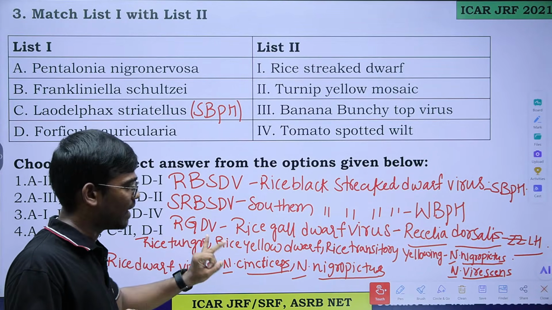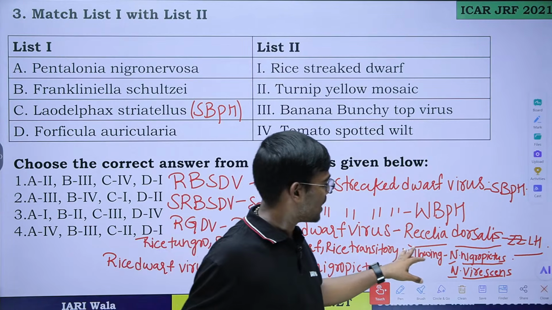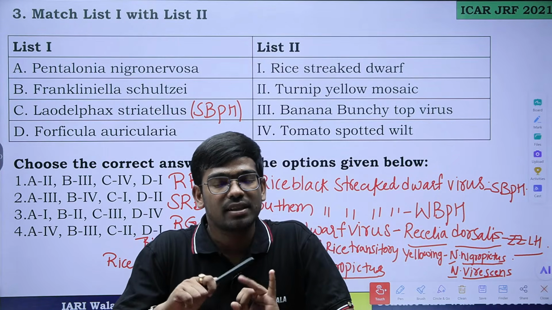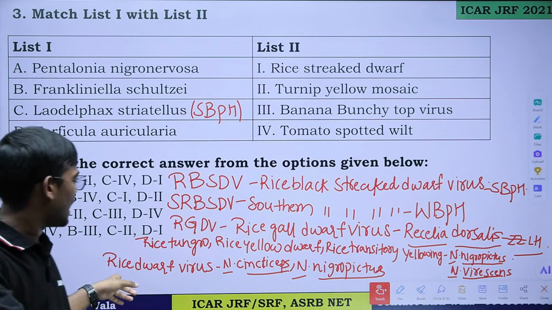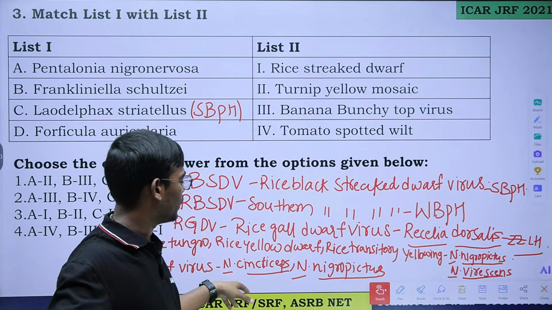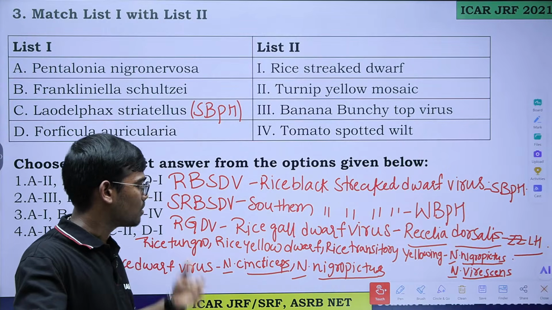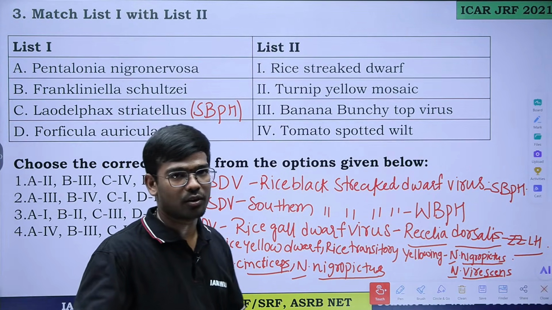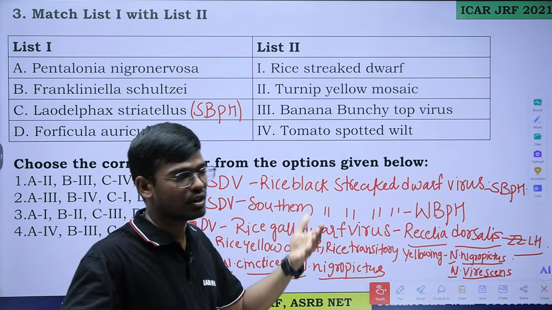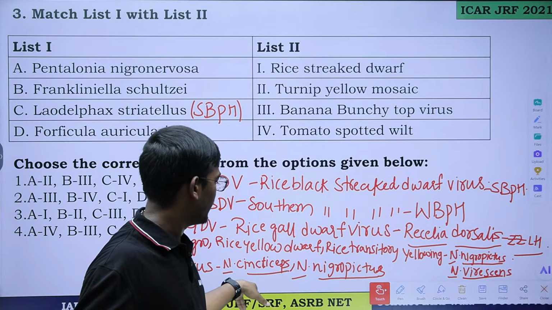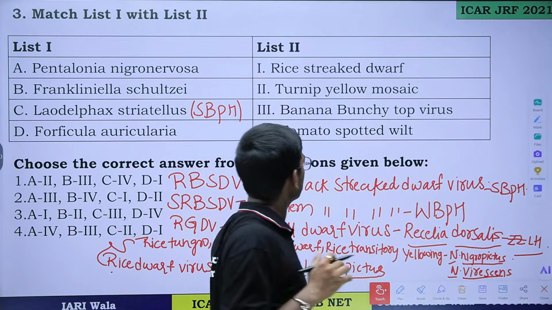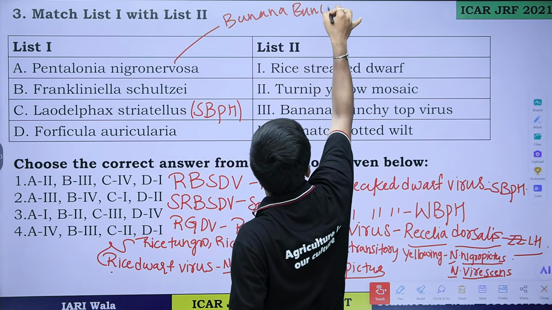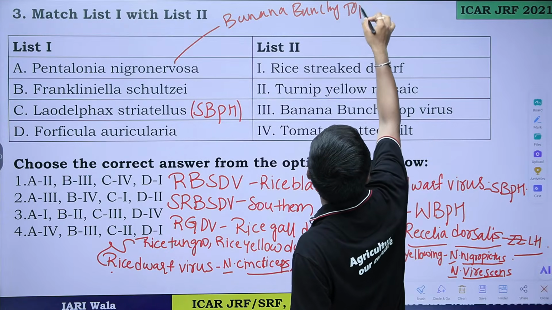Then rice tungro, rice yellow dwarf virus and rice transitory yellowing are transmitted by Nephotettix virescens and Nephotettix nigropictus. These are species specific. Then at last we have the rice dwarf virus, which is transmitted by Nephotettix cincticeps and Nephotettix nigropictus. Mostly you can remember this well, but try to remember these species-specific things. In later questions you can see they directly ask about rice dwarf virus and which of the following insects will transmit it. So here it is cincticeps and nigropictus. And Pentalonia nigronervosa I have discussed earlier, for banana bunchy top.